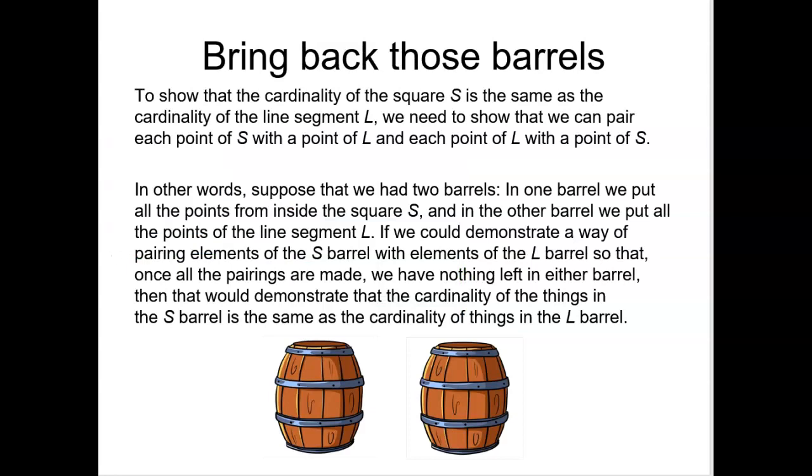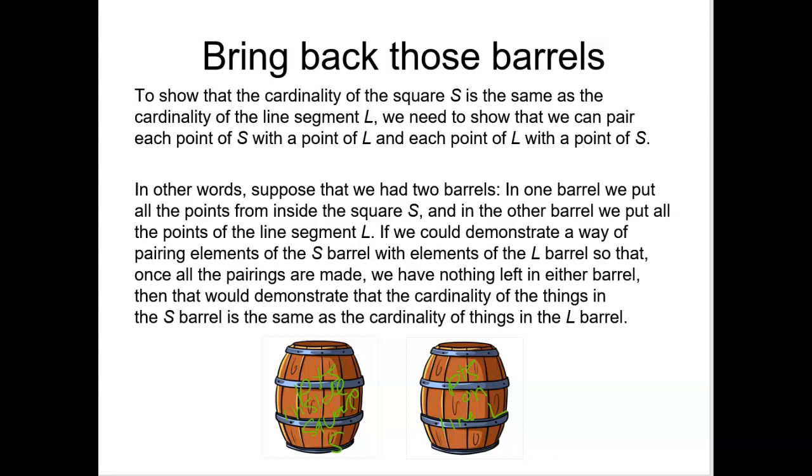To show that the cardinality of the square is the same as the cardinality of the line segment, we're going to compare each point of S with a point of L and each point of L with a point of S. So suppose we have those barrels, and in one we have all the points inside the square S, and in the other barrel, we have all the points on the line segment L. If we could demonstrate a way of pairing elements of S with the elements of L, and show that once all the pairings are made, we have nothing left in the barrel, that would demonstrate that the cardinality of the S barrel is the same as the cardinality of the L barrel.